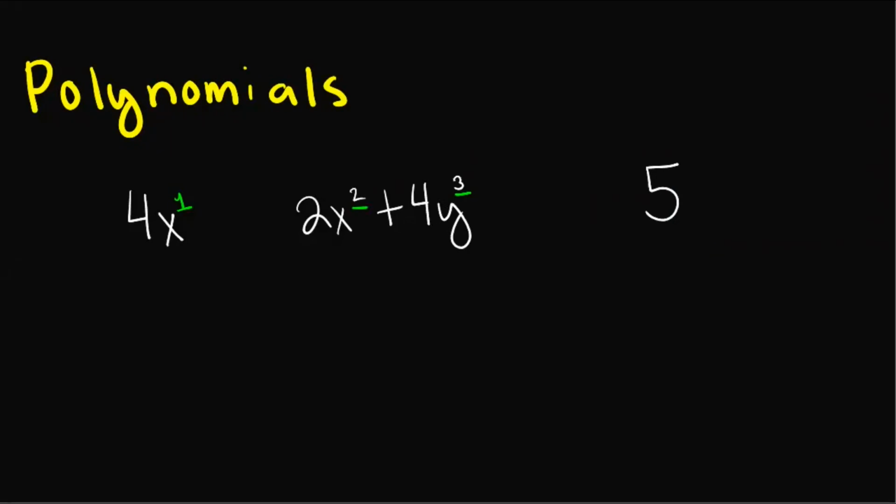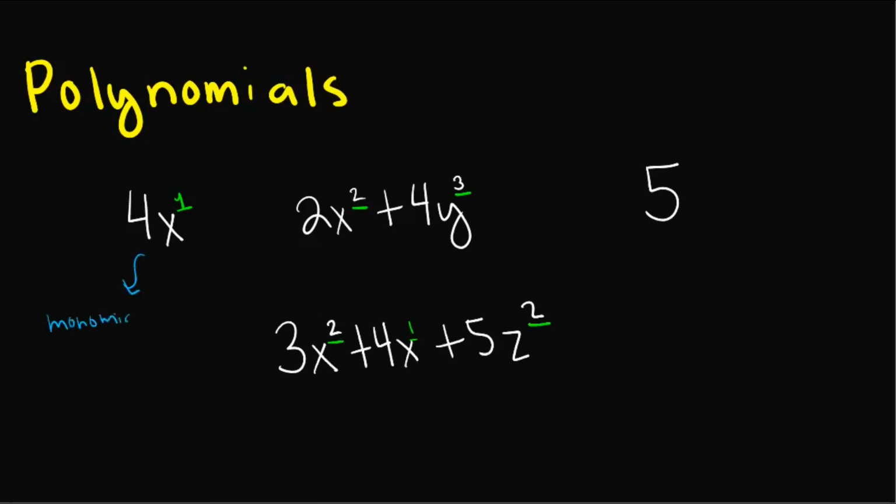Lastly, we have this one as an example. We have 3x squared plus 4x plus 5z squared. So again, this one is a polynomial since the exponents are all non-negative. And just take note that this one with one term is actually called a monomial. And so is this one. This one with two terms is called a binomial. And this one with three terms is called a trinomial. So take note of these.